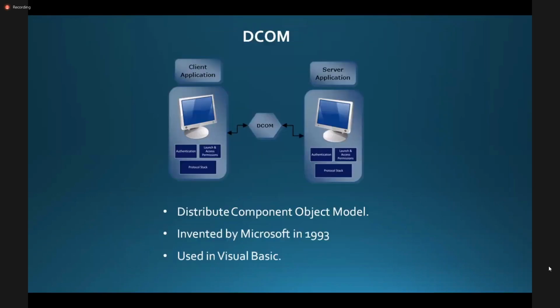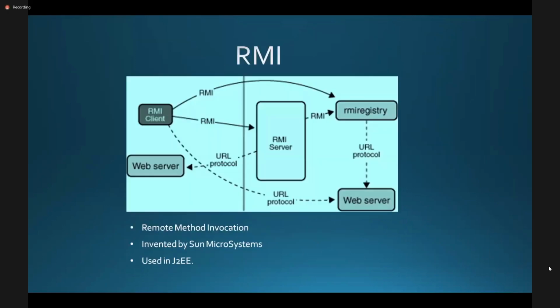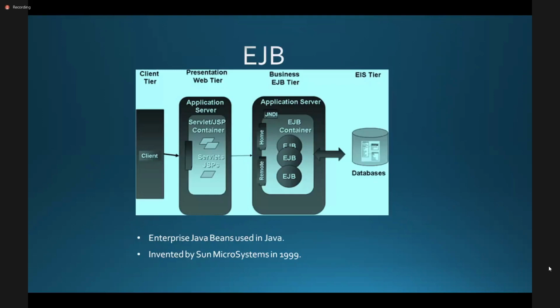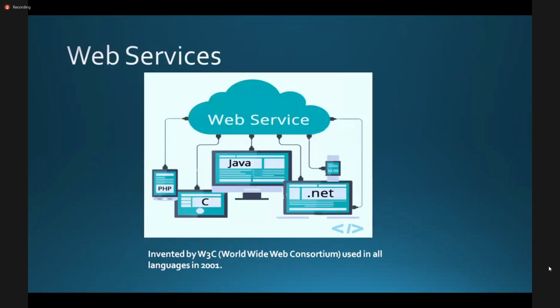If they have to build distributed applications, they have to use this CORBA. Similarly, DCOM is very popular from Microsoft. RMI is for Java J2EE, EJB is also for Java, and web services are known to every technology. PHP, Java, .NET, Python, everybody uses web services. It is common for all of them. So generally, distributed architecture allows communication between applications and sharing data between applications.